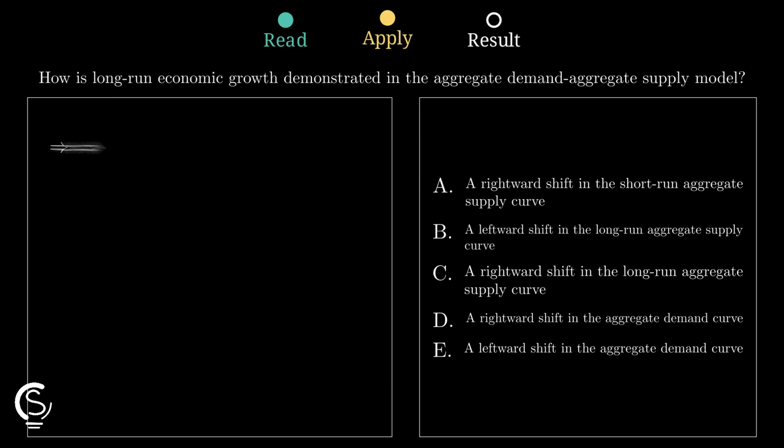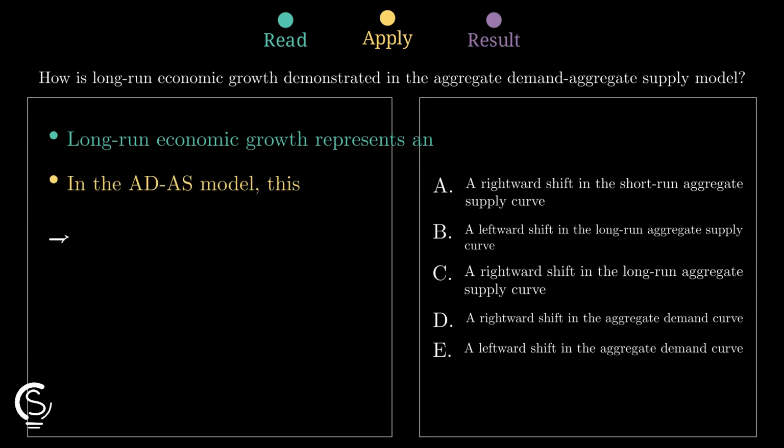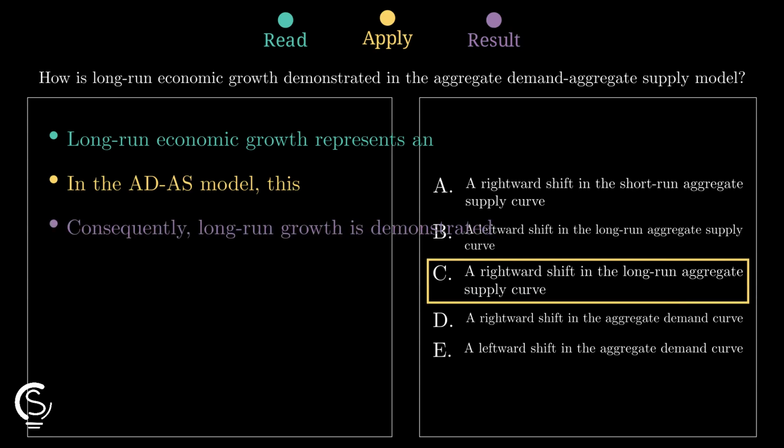In the ADAS model, this expansion is represented by the vertical long-run aggregate supply curve. When our potential output grows, we must move that vertical line to show the new capacity. Consequently, long-run growth is shown by a rightward shift in the long-run aggregate supply curve. This movement illustrates increased economic potential and sustainable output levels.